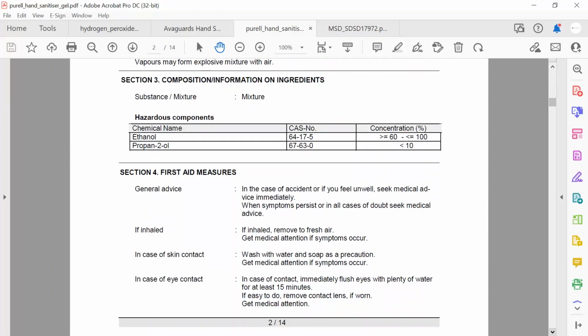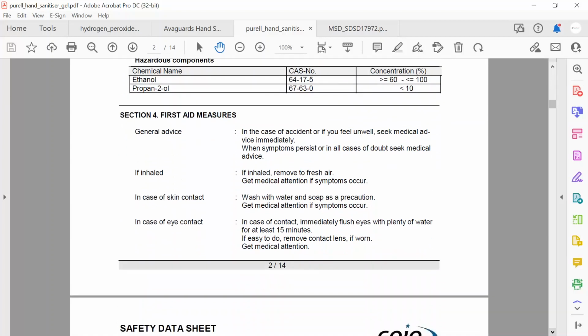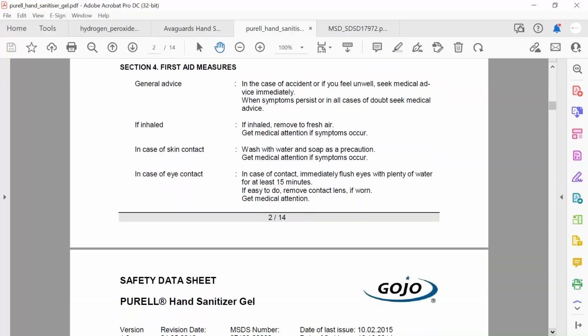So we're going to look at our first aid measures. It says, in the case of an accident, if you feel unwell, seek medical advice. When symptoms persist or in case of doubt, seek medical advice. If it's inhaled, move to fresh air. If it's skin contact, wash with water and soap as a precaution. And in eye contact, you want to immediately flush the eyes with plenty of water for at least 15 minutes. And then, of course, remove your contact lenses.